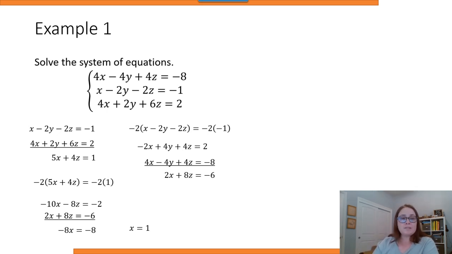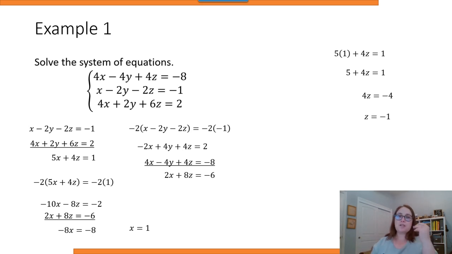Since I just have the x, I'm going to go back to equations 4 and 5 and plug it into one of those so I can solve for z. So I'm going to pick the first one I got, 5x plus 4z equals 1, and I plug in x equals 1. So that's 5 plus 4z equals 1. If I subtract the 5 over, I get 4z equals negative 4. And then divide by 4 to get z equals negative 1. So that's 2 solutions down, 1 to go.